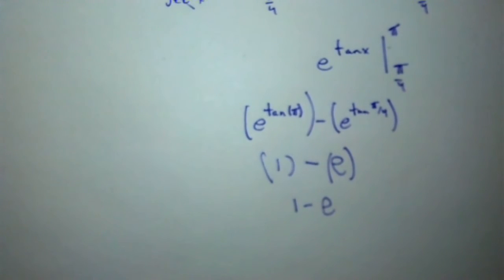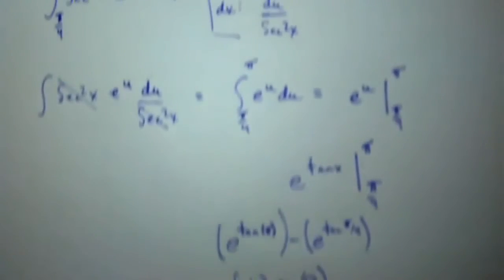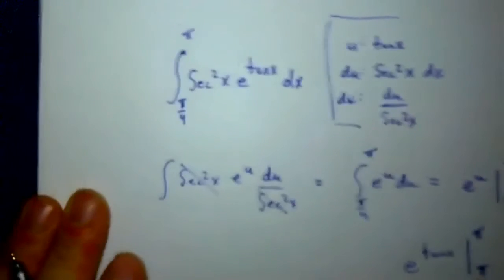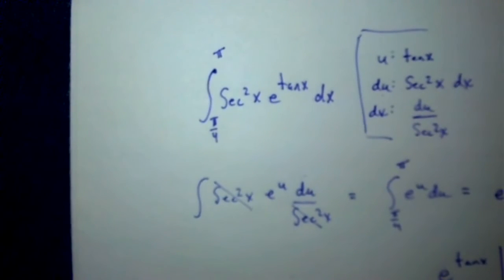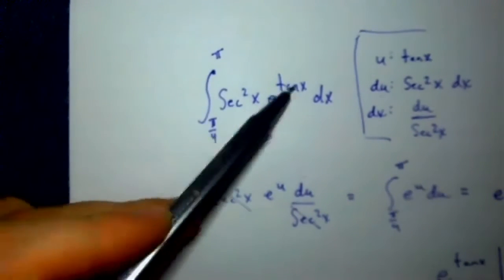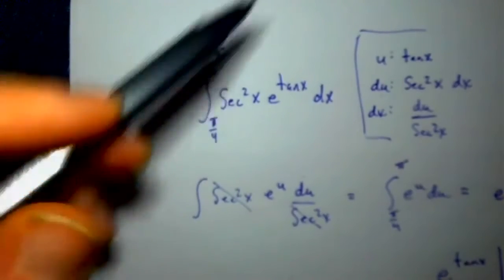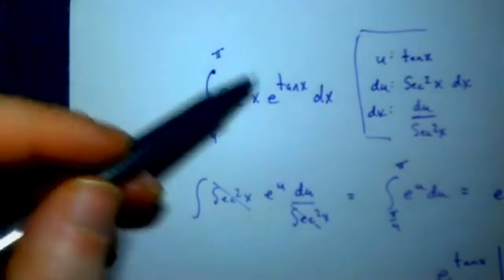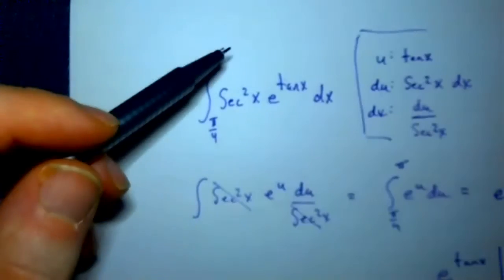How is tan x u? Well, I mean, you only have two choices. Our choices are tangent or secant squared. And usually it's the thing that e is raised to, or something to that extent.